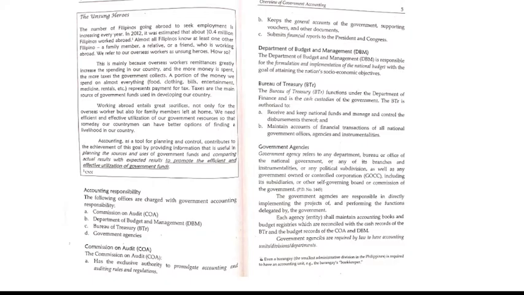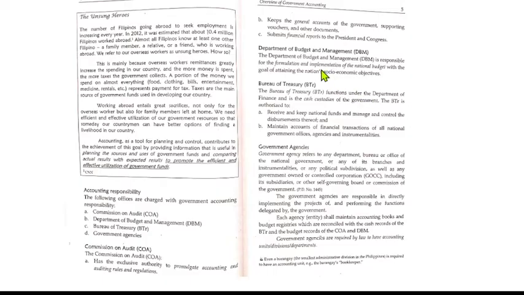Minsan kasi ay napagbabaliktad yan. Akala nila yung DBM andun lahat ng pera because it is the Department of Budget and Management. The Department of Budget and Management is responsible in the formulation and implementation of the national budget. So siya yung babudget ng pera na nasa Bureau of Treasury with the goal of attaining nation's socio-economic objectives.